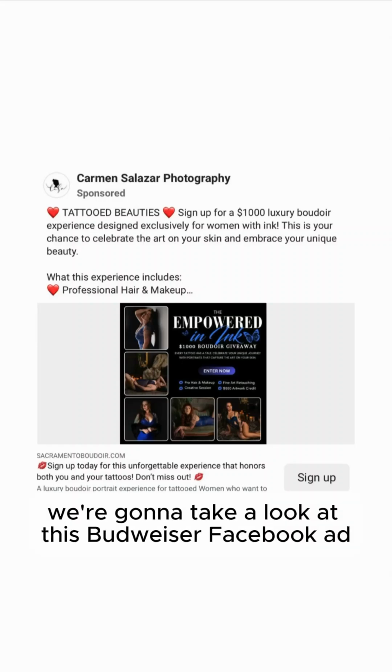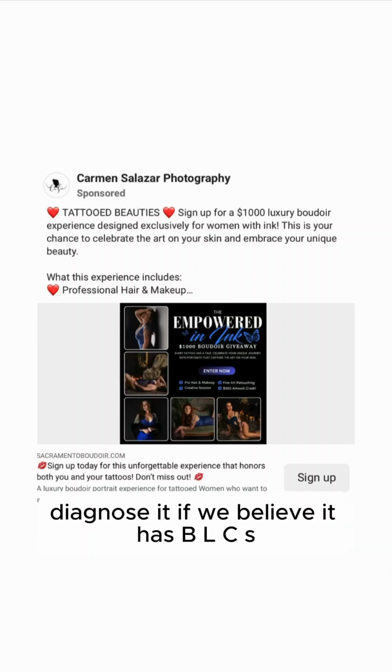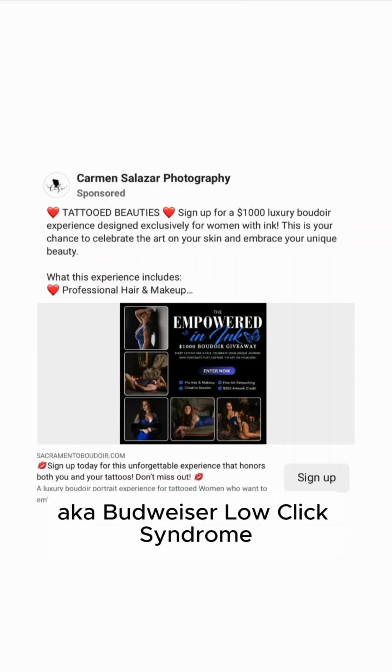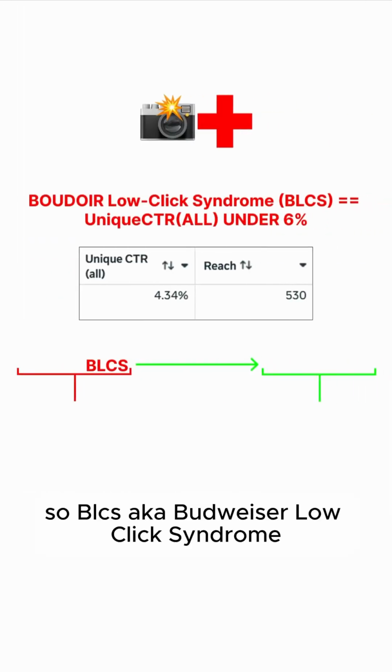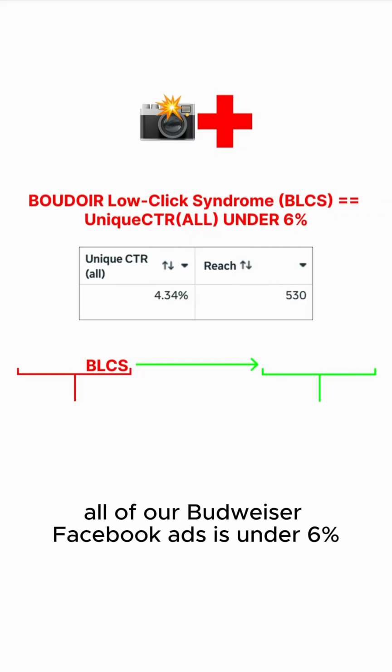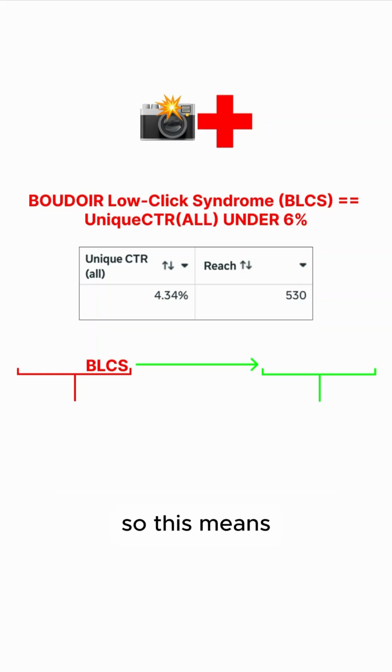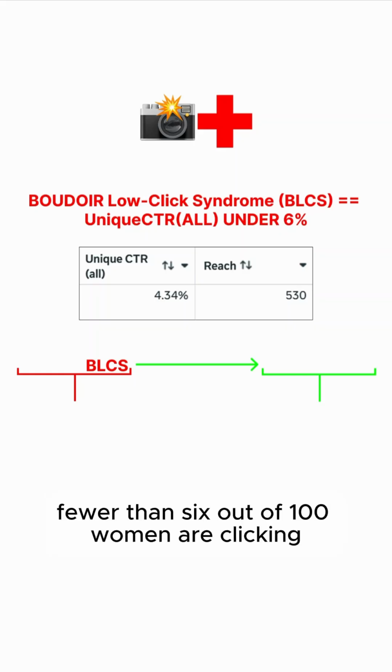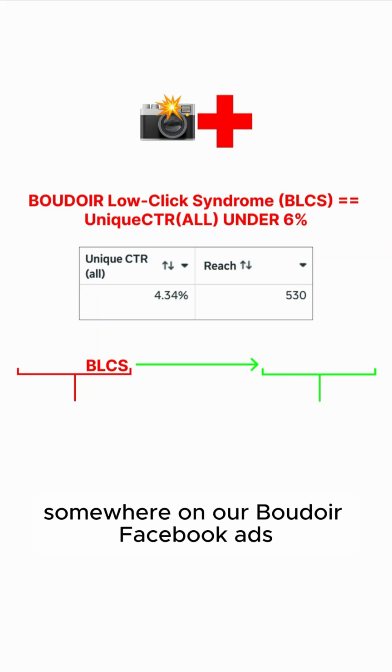All right, y'all, we're going to take a look at this Boudoir Facebook ad and diagnose it, if we believe it has BLCS, aka Boudoir low click syndrome. BLCS is when the unique CTR of all our Boudoir Facebook ads is under 6%. This means fewer than 6 out of 100 women are clicking somewhere on our Boudoir Facebook ads.